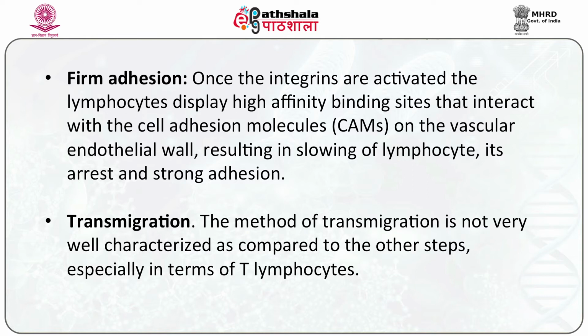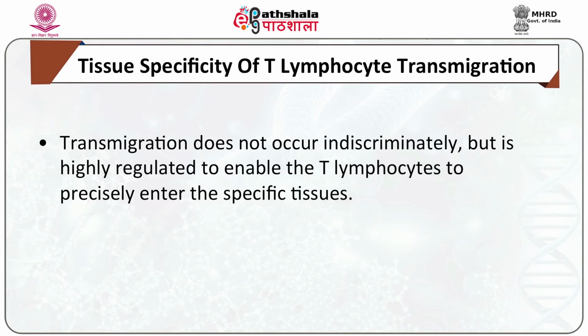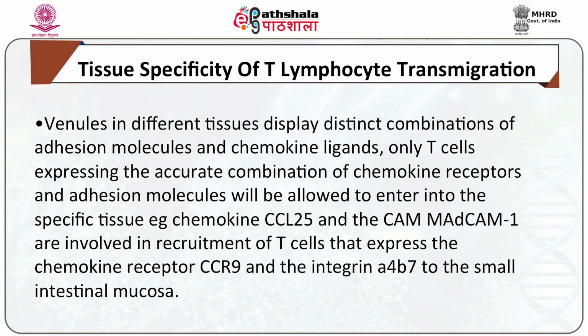Transmigration is the fourth step in the cascade of events, which is not very well characterized as compared to the other steps, especially in terms of T lymphocytes. What is interesting is that the tissue specificity of the T lymphocytes helps in the transmigration, as it does not occur indiscriminately, but is highly regulated to enable the T lymphocytes to precisely enter the specific tissue. Since venules in different tissues display distinct combinations of adhesion molecules and chemokine ligands, only T cells expressing the accurate combination of chemokine receptors and adhesion molecules will be allowed to enter into the specific tissue.